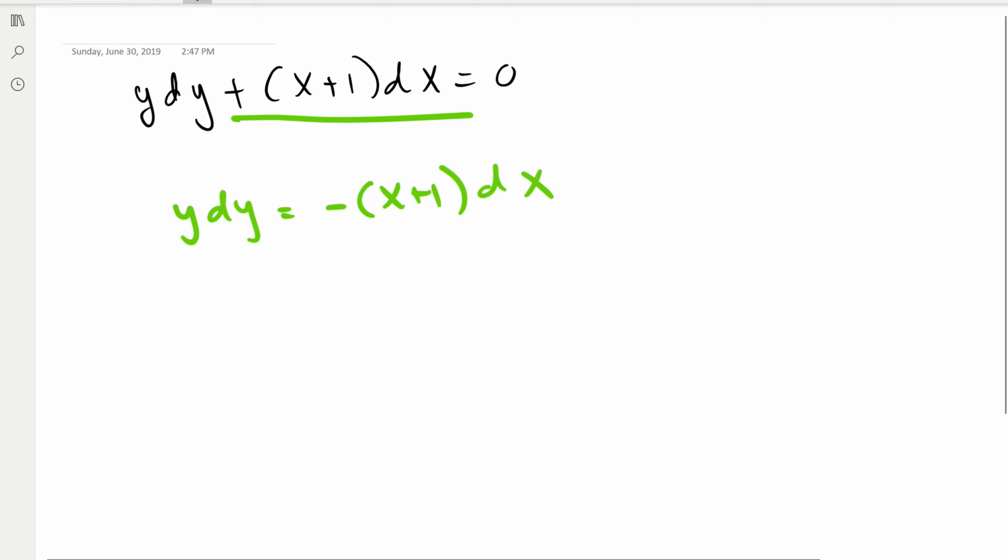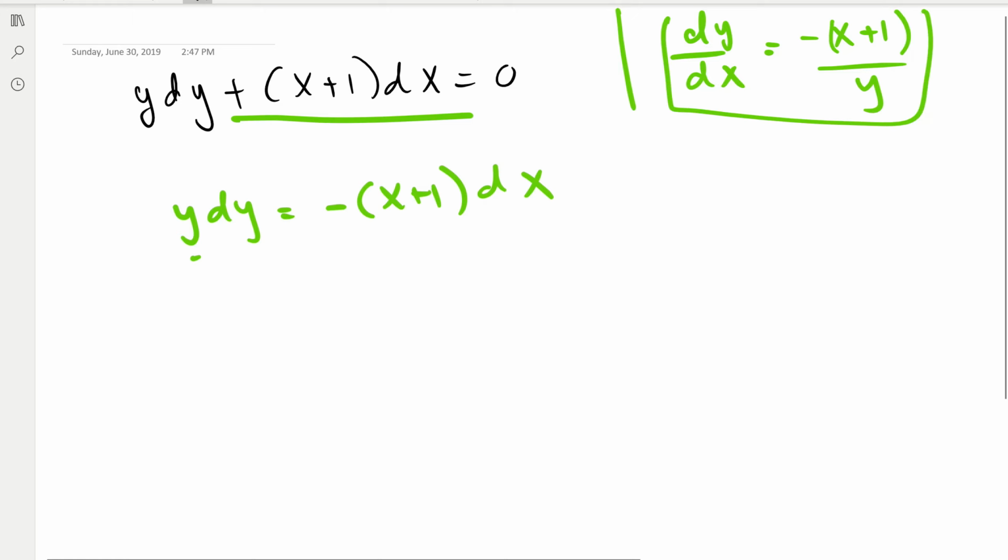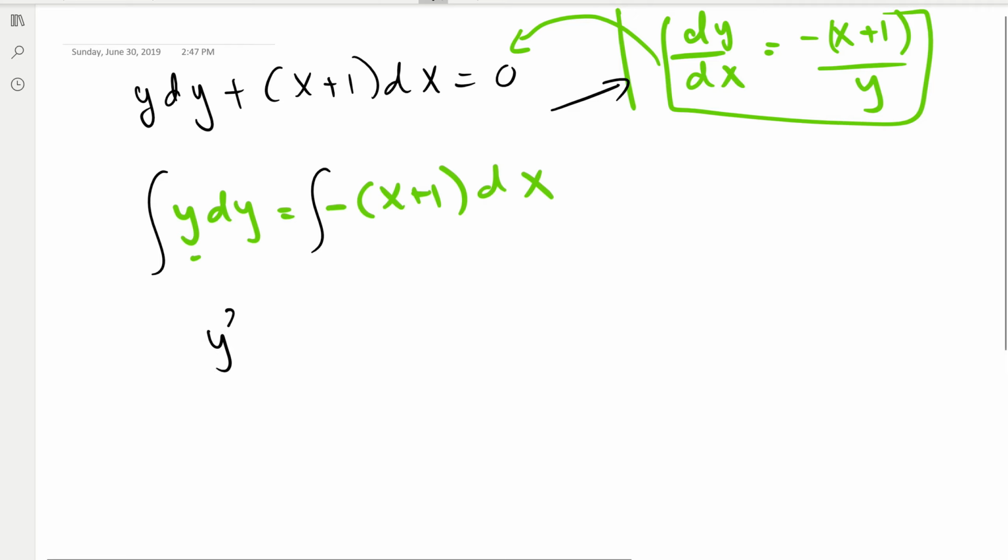Okay. But if you're interested in writing it in dy over dx terms, it's just bring that y to the right hand side and minus x plus 1 over y. Okay, so this differential equation was rewritten in a different format like that. Okay. All right, now let's integrate. We don't need to worry about this. Let's integrate. So if you integrate y, it's y square over 2.